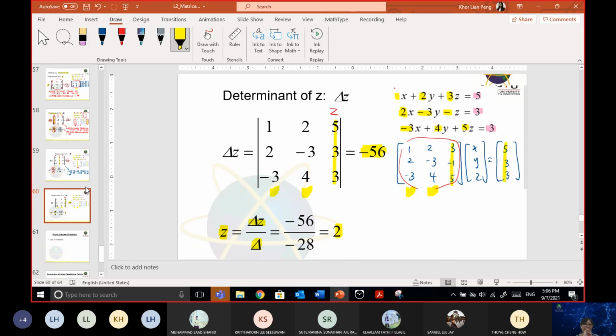Okay, now look at the questions. Samuel is asking, for the third column, can we just use substitution? Are you trying to say that for the x and y values you obtain, you substitute back into the equation? Yes, miss, because it'll be faster than finding the determinant of z.